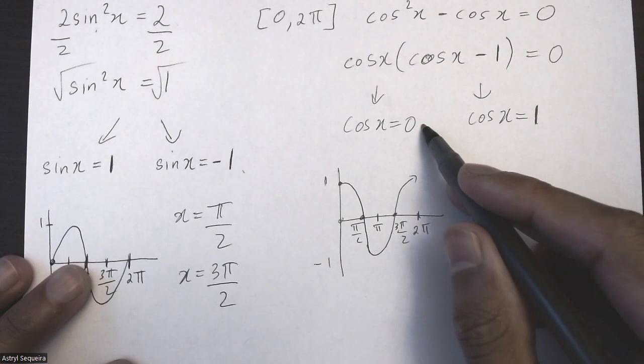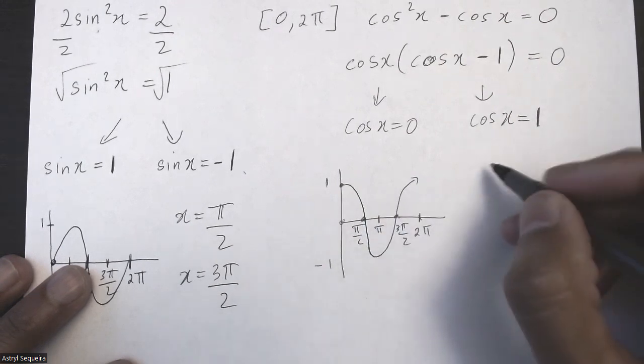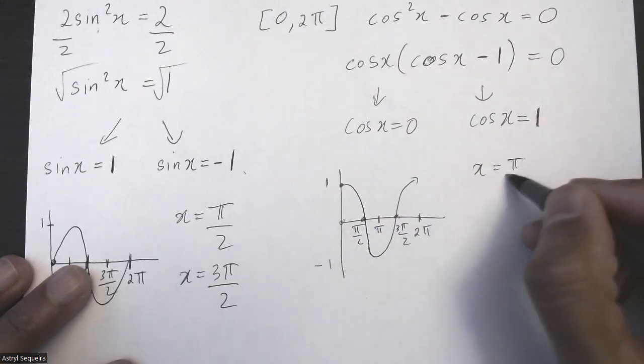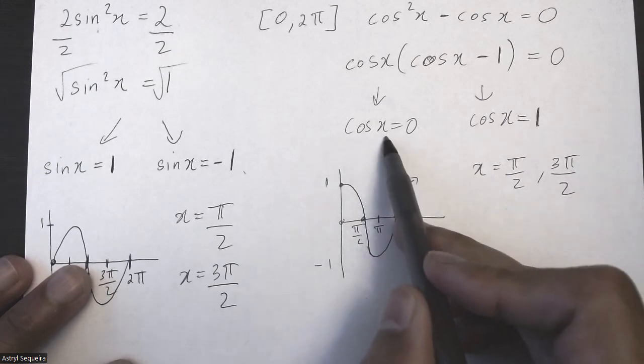So cos x equals 0. Well, 0 is over here, and I have two solutions. The graph crosses 0 at 2 points. So I have x equals pi over 2 and 3 pi over 2. That's my first two solutions for this one.